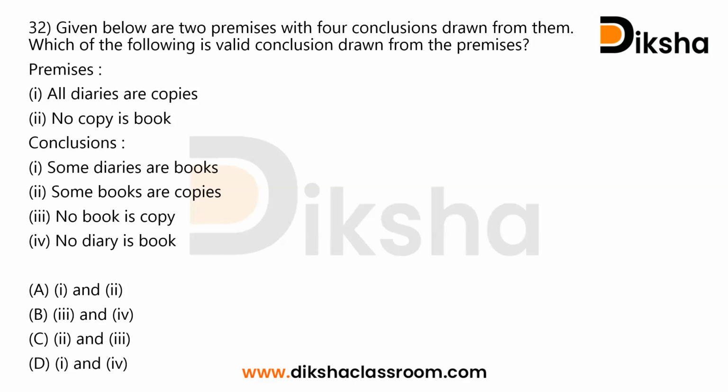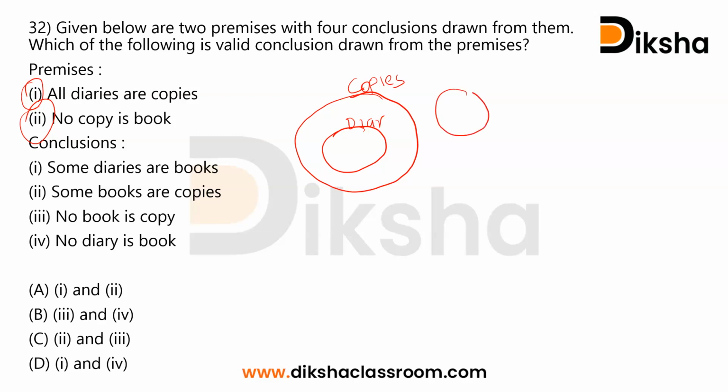So we'll be drawing the Venn diagram of the first two statements. All diaries are copies and no copy is a book. So the Venn diagram will be: this will be diaries and this will be copies. And the next one is no copy is a book, which means there is no relation between copy and book. So book will come outside. So this will be the Venn diagram of all diaries are copies and no copy is a book.